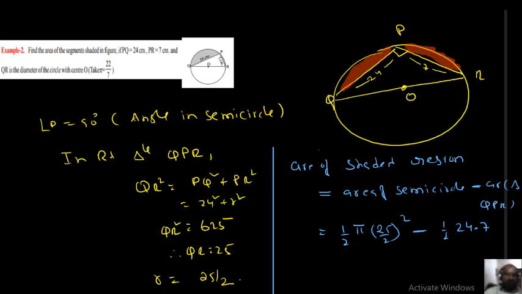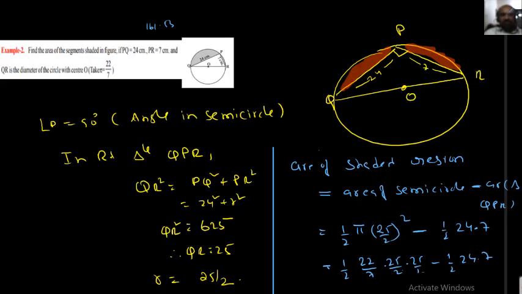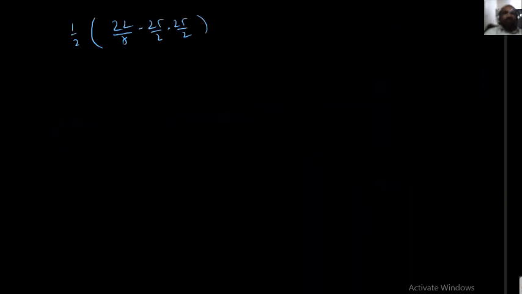Okay students, now you want to simplify this, given that you can use pi as 22 by 7. 1 by 2 into 22 by 7 into 25 by 2 into 25 by 2 minus half into 24 into 7. I think there are no commons except 1 by 2 taken common. 22 by 7 into 25 by 2 into 25 by 2 minus 24 into 7. Correct only.